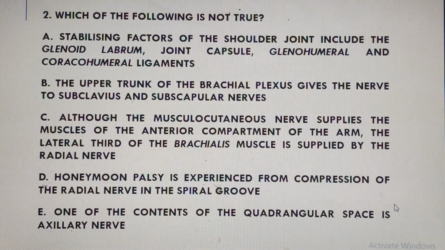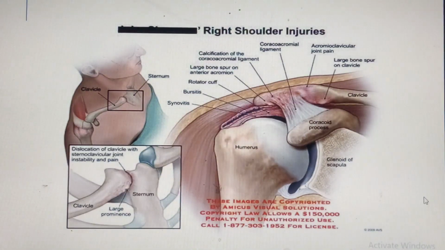Now, option E says one of the contents of the quadrangular space is the axillary nerve. That's a very true statement. It's the axillary nerve. Apart from that, the posterior circumflex humeral artery will also be a content. So with this question, all the statements are true. Everything is true. So let's try and justify these ones.